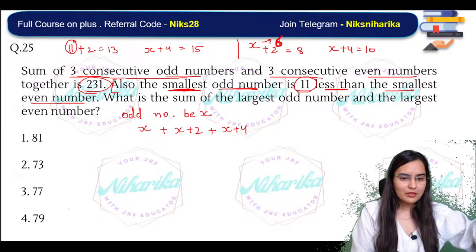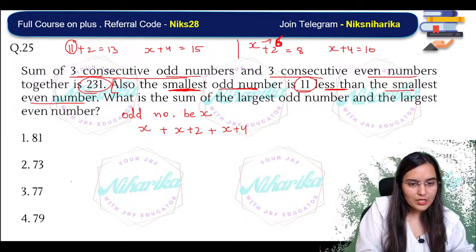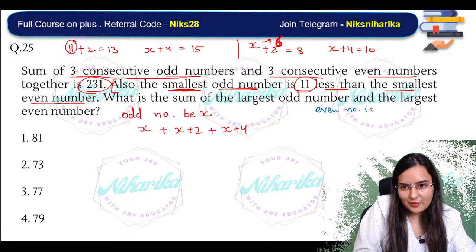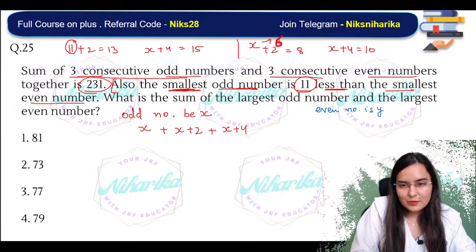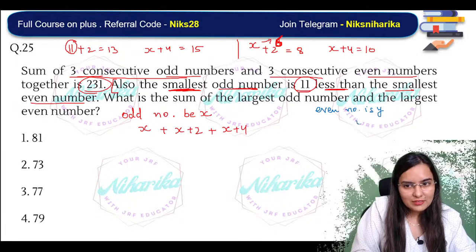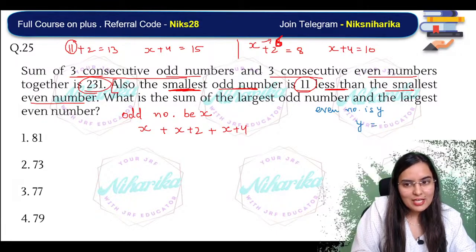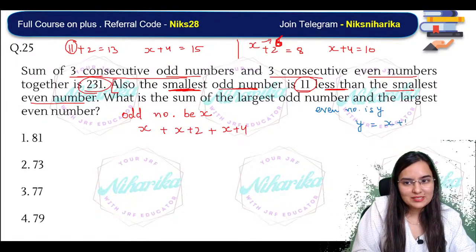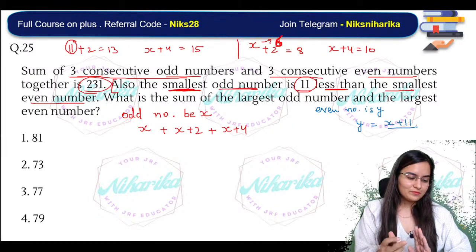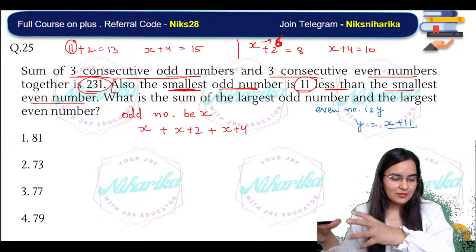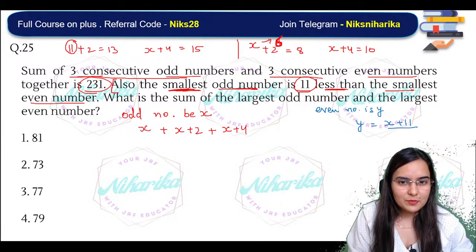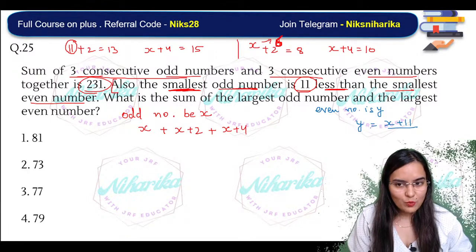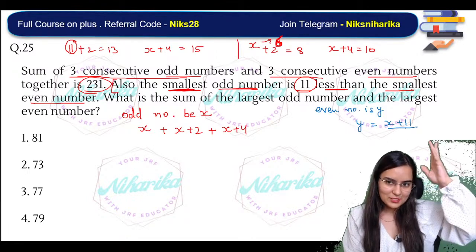Okay, I'll go for the big method. That might be a little bit easy for you. Suppose the even number is y. Now the difference between the odd and even number is what? 11. That means, can I say that y is 11 bigger than x? That means x plus 11 will be equal to y. Right? X plus 11 equal to y, because the difference between the smallest odd and the smallest even is 11. So y, that is the smallest even number, will be x plus 11.